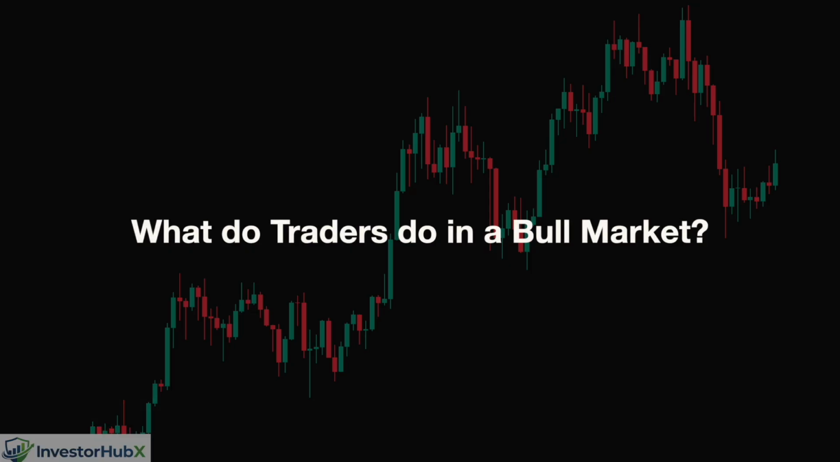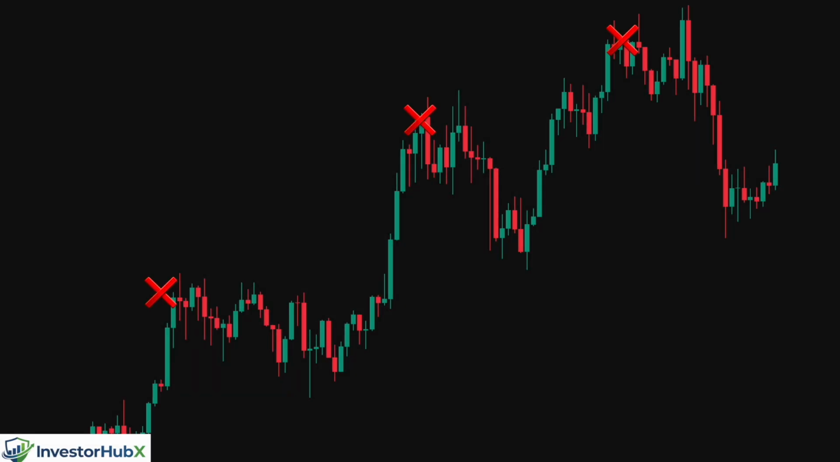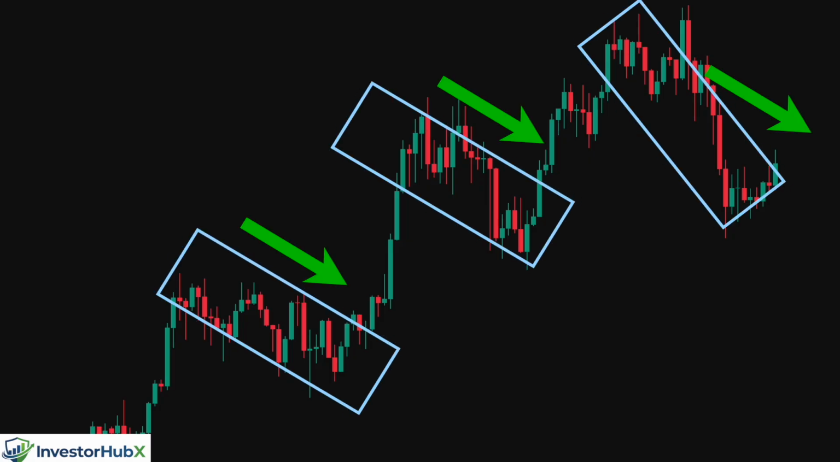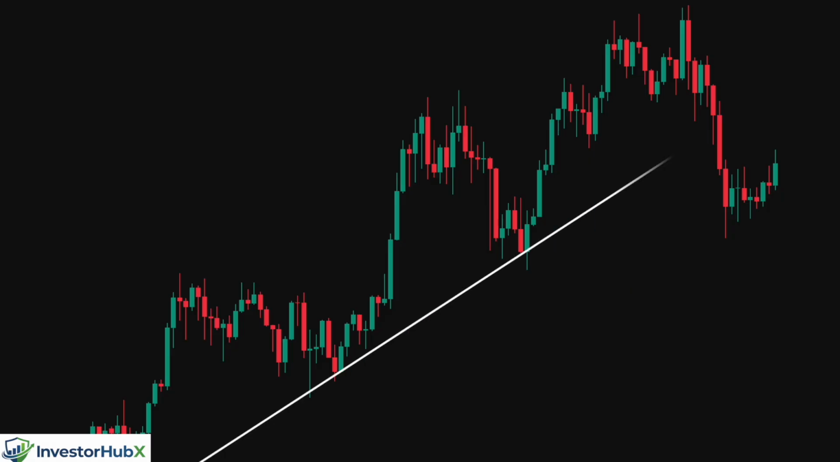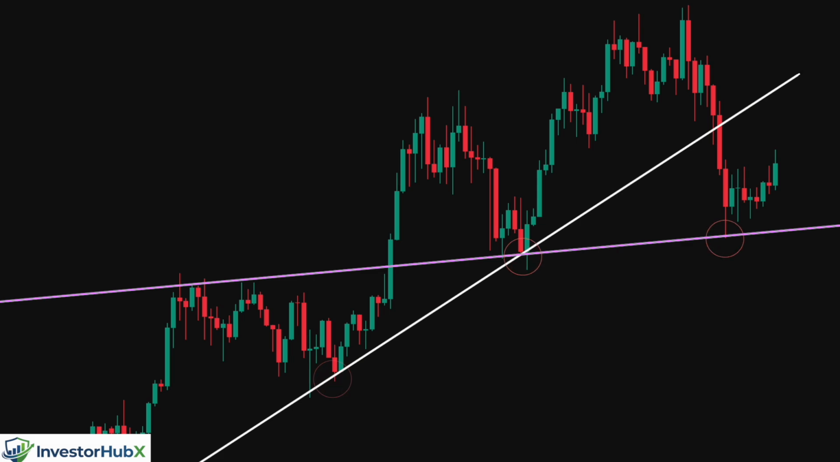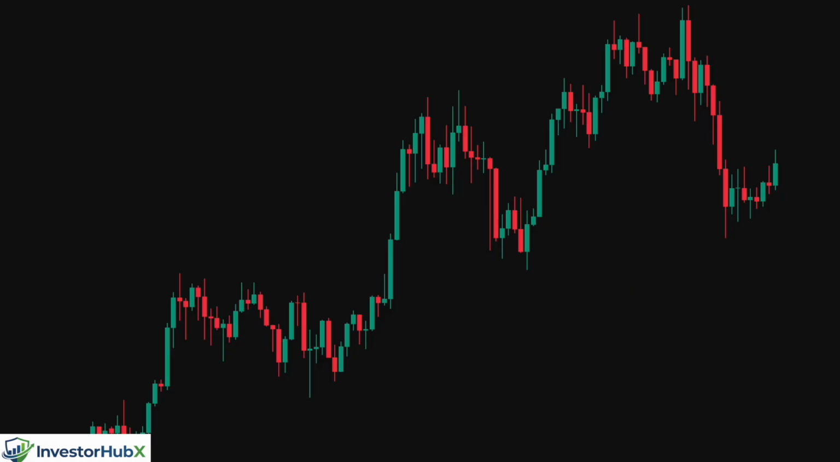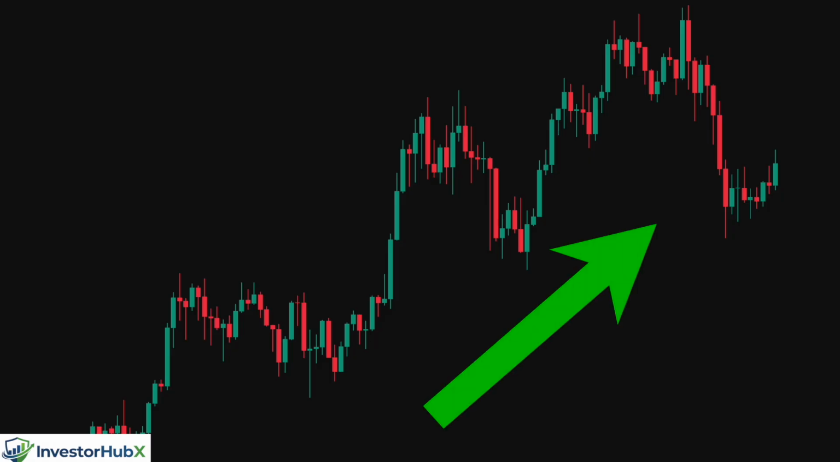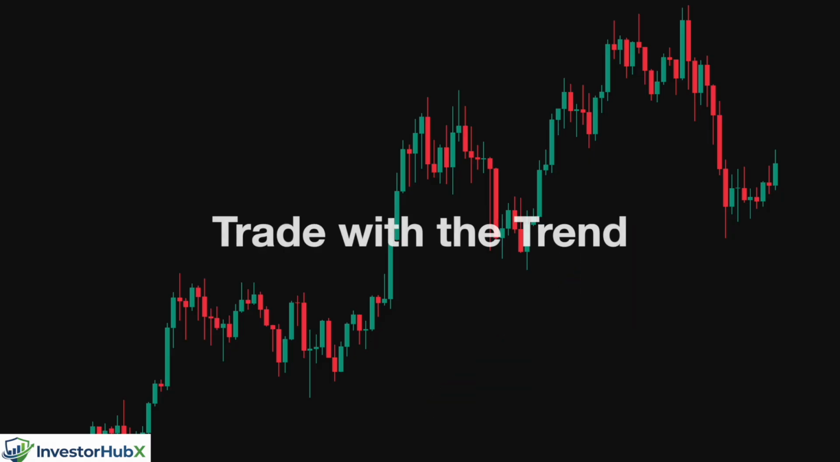So, how do traders operate in this environment? In a bull market, traders do not chase price at the top. Instead, they wait for pullbacks. Pullbacks often occur at support levels or areas of value within the uptrend. This is where traders look for long opportunities, aligning their trades with the direction of the market. In an uptrend, the market does the heavy lifting. The trader's job is simply to align, not to fight it.